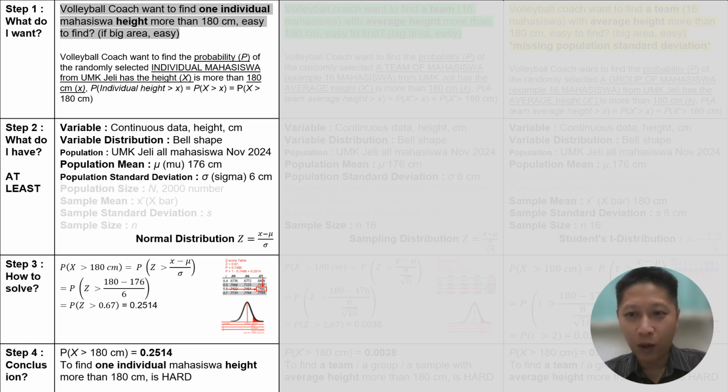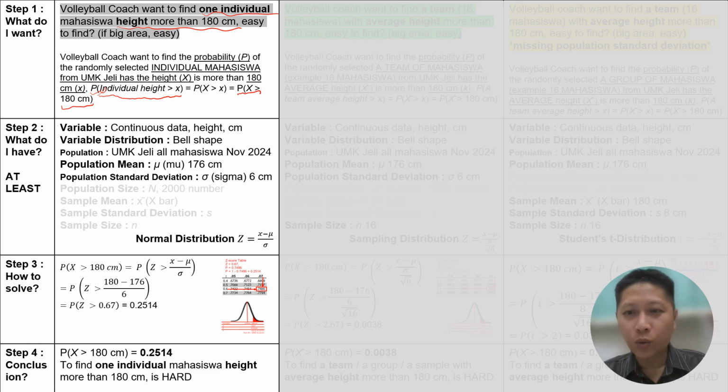Let's look at, what do we want? We want to find one individual whose height is more than 180 cm. When we write it in the form of mathematical notation, we write like this. I want to find the probability that the individual's height is more than what I want. What I want is 180 cm. This is what I want.